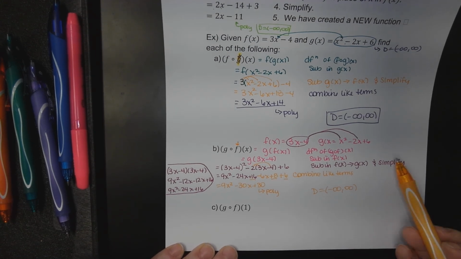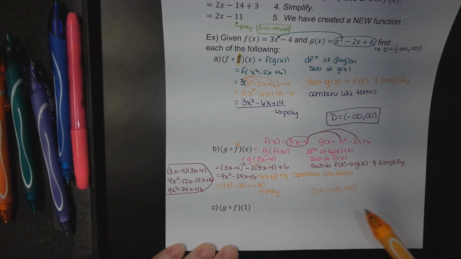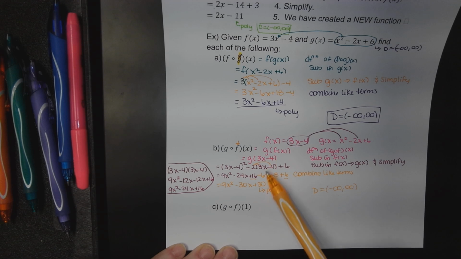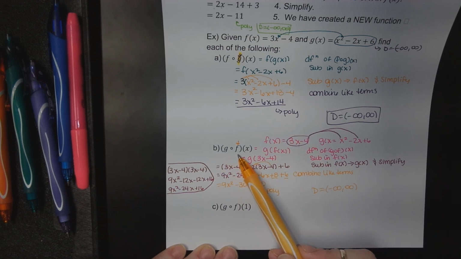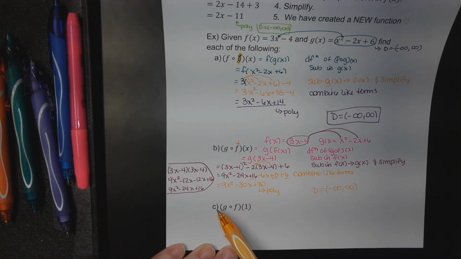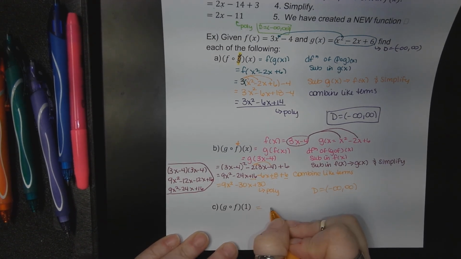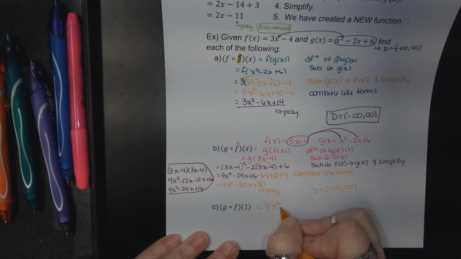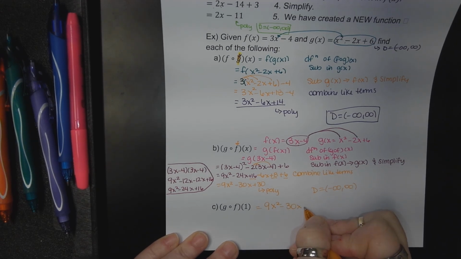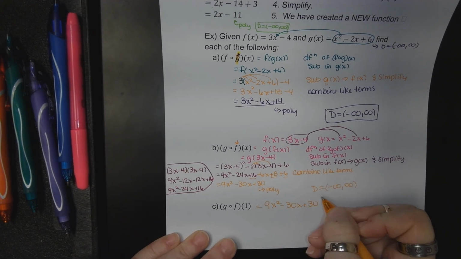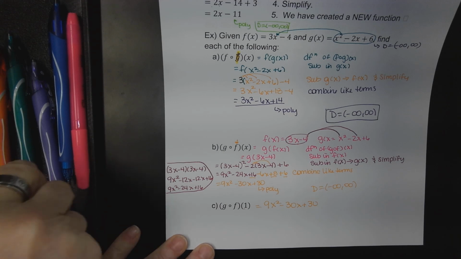Now this is what's so cool about building a new composite, because now they want us just to find this new composite that we found, right? G of f of x, which we found here. They want us to find g of f of x of 1. So this means we're going to take 9x squared minus 30x plus 30. And we're going to plug 1 in for all of our x's.